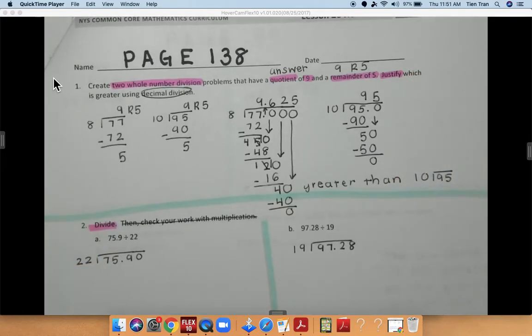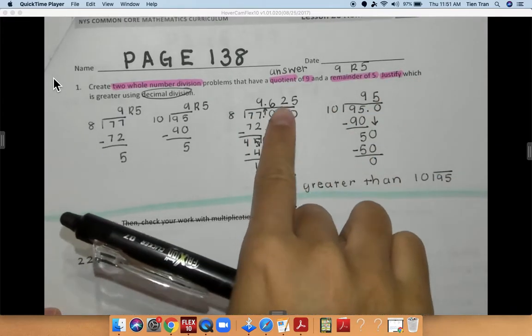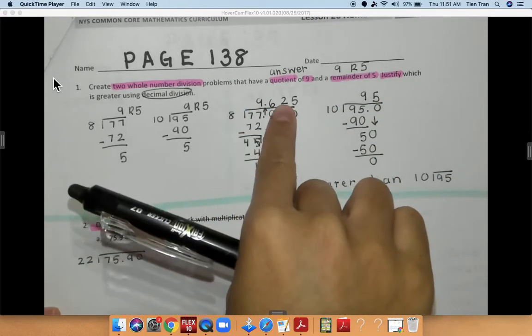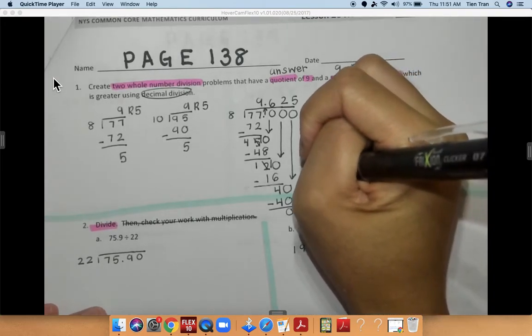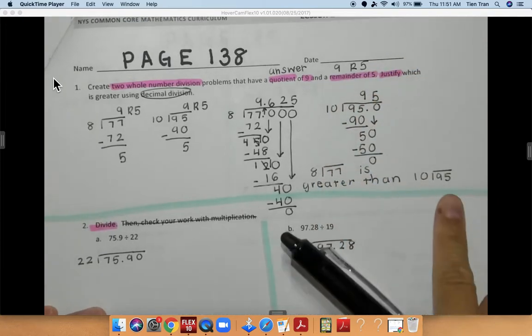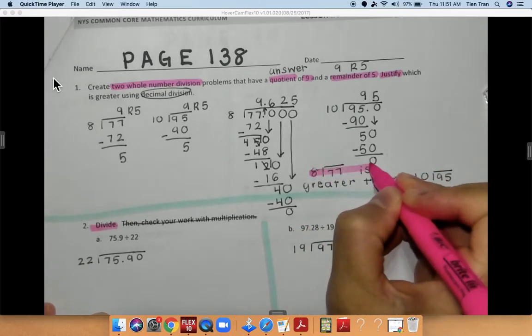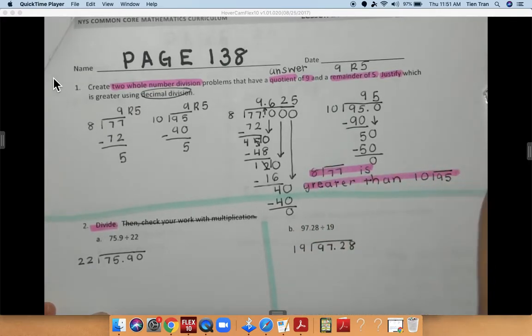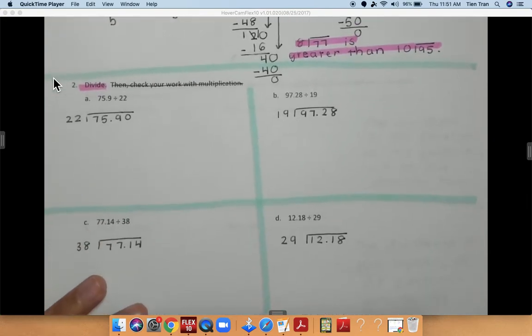So which number is greater? We're going to see that 9.625, or 77 divided by 8, is greater than 95 divided by 10. So I'm going to highlight that so you guys can see that answer that is being written down. That is your sentence or justification. Now we're going to move on to problem number 2.